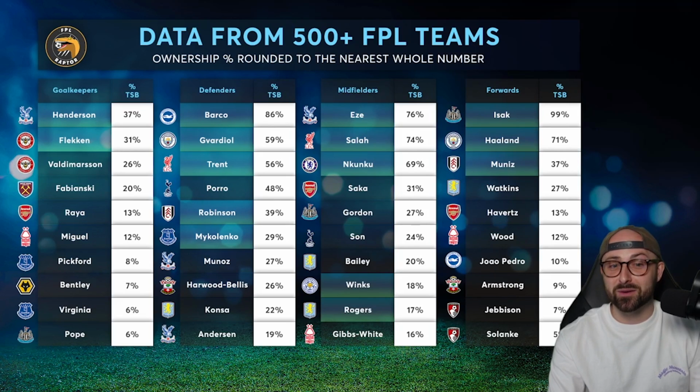So yeah, very lowly owned Arsenal assets. Wood and João Pedro and Armstrong, 3 very good budget forwards, but obviously a lot more lowly owned than Muniz at the moment. Jebison was the most popular 4.5 forward. And then Solanke, if I just turn my chair a little bit, 5%.